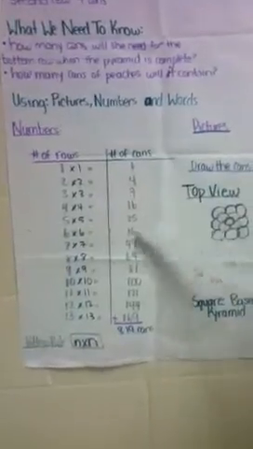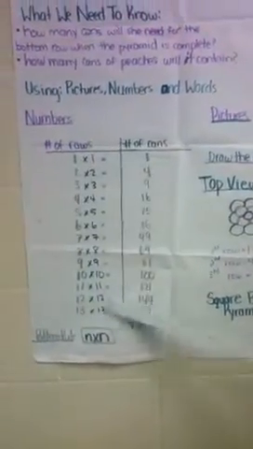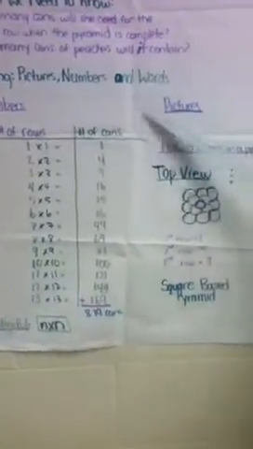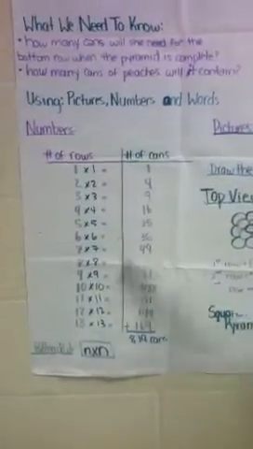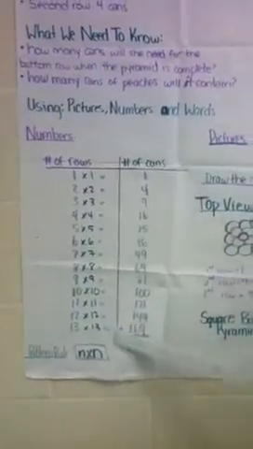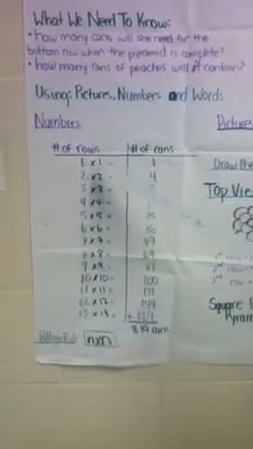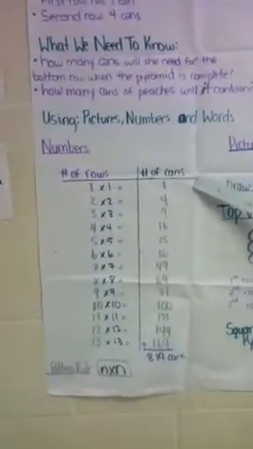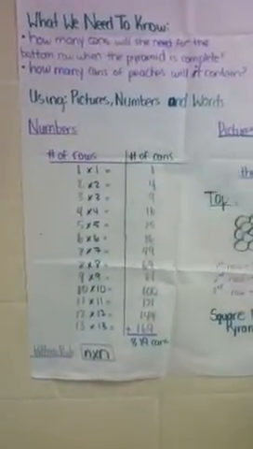So first we use numbers to explain. We drew a table, and on one side we did number of rows, on the other side we did number of cans. We know that there's supposed to be 13 rows, so there's 13 numbers. And we know that the first row has 1 can, and the second row has 4 cans.